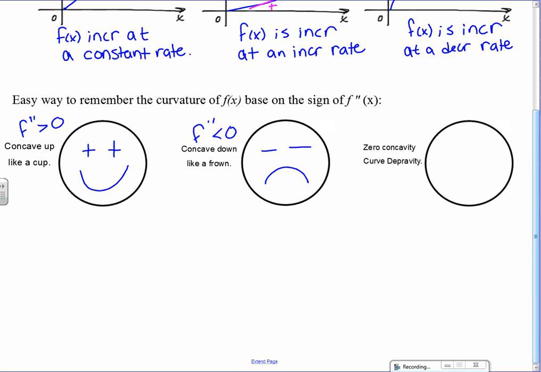Zero concavity. That means we've got 0 for our second derivative. This constant idea that we showed up here in example 1. And let's throw some eyes in there. The poor guy, he's just flat, isn't he? A linear function will have 0 concavity.